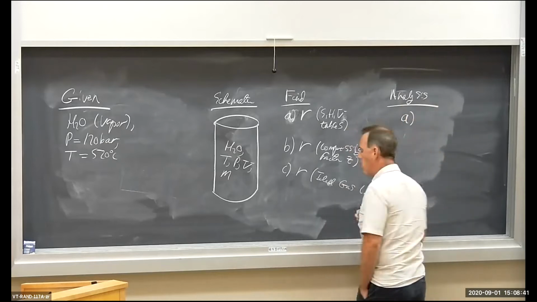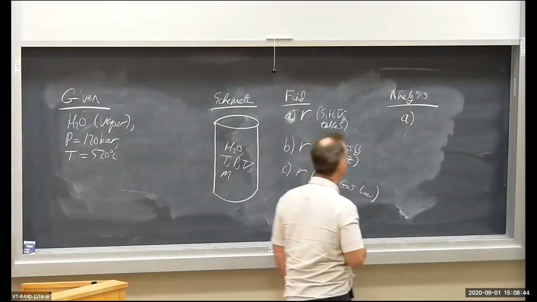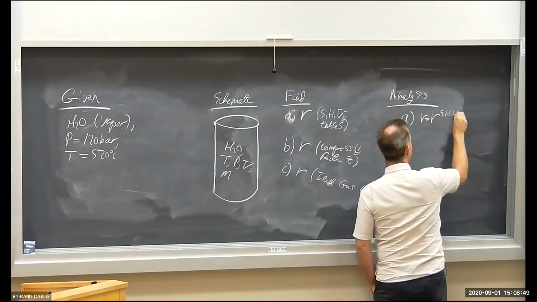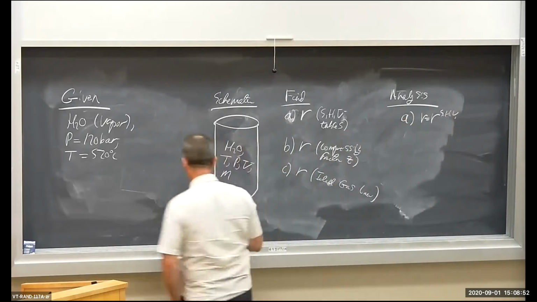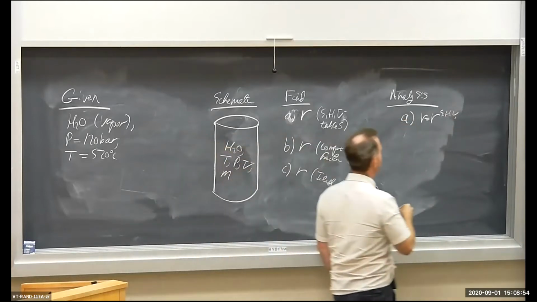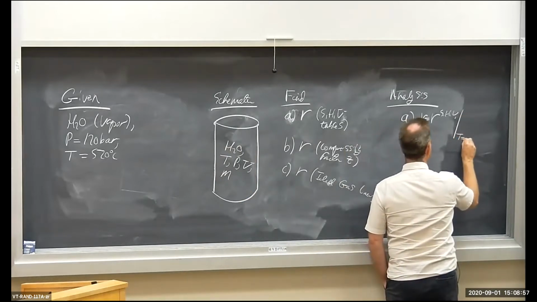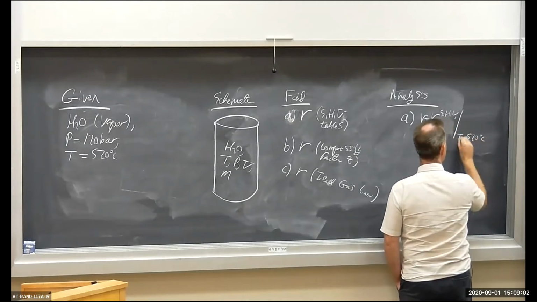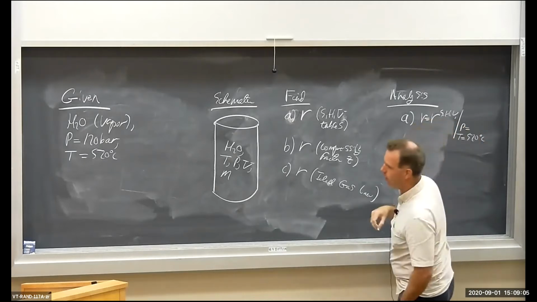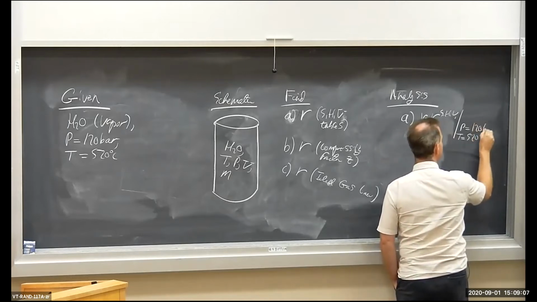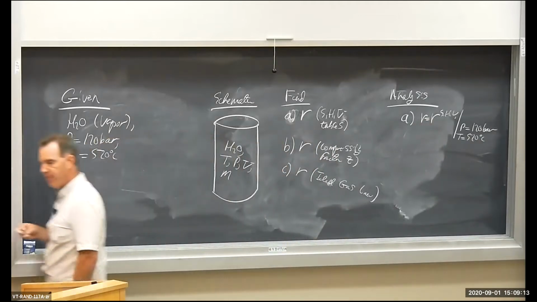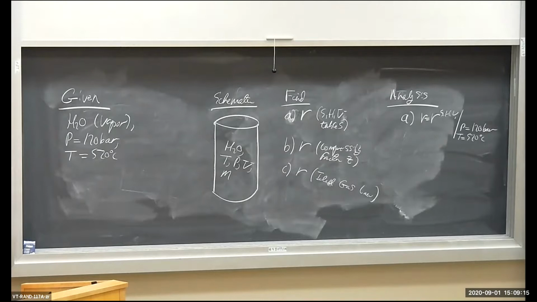Part A. So specific volume is equal to specific volume of a superheated vapor. I'm telling you it's a vapor. You'll see in a minute that it is. Evaluated at a temperature equal to 520 degrees C and a pressure of 120 bar. Okay? Let's go to superheated vapor tables in the notes.